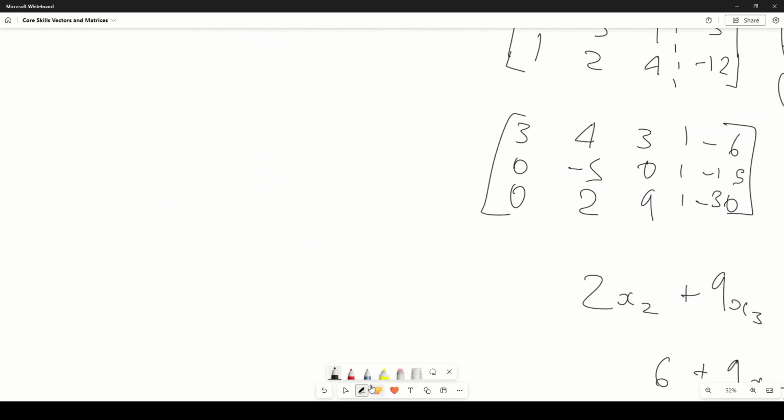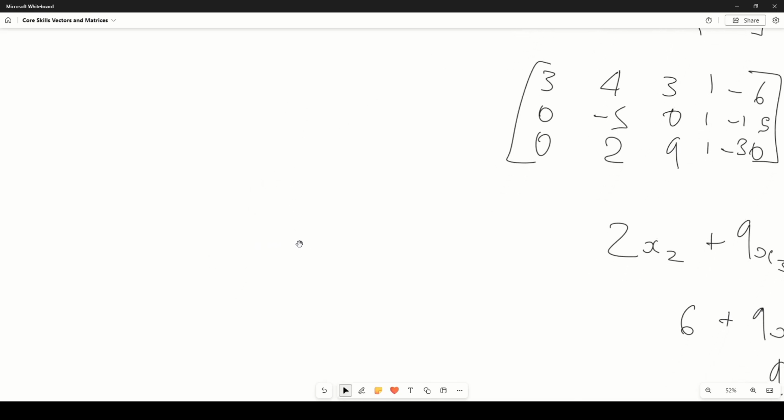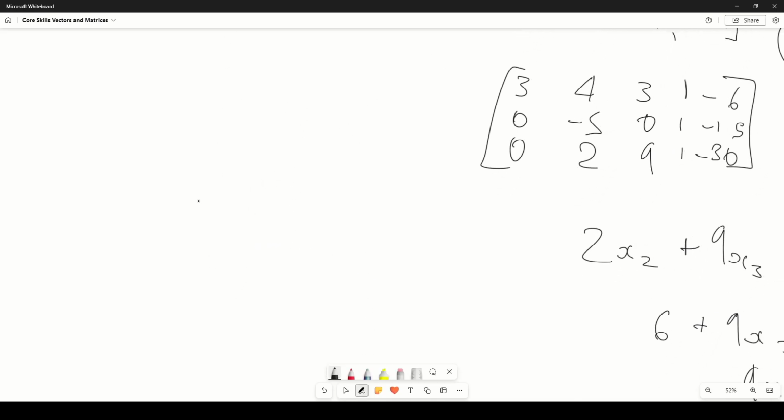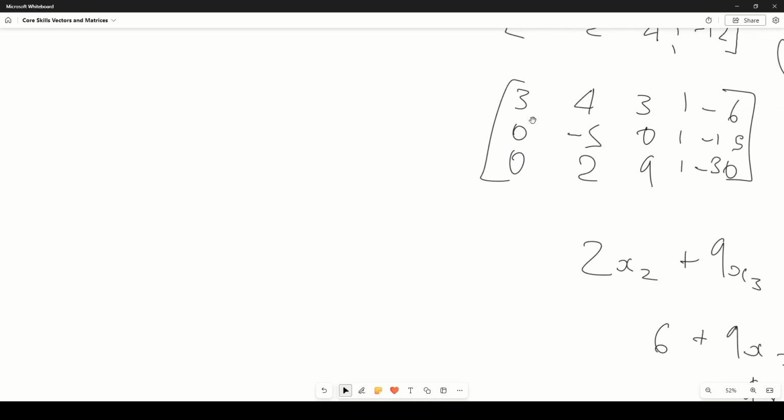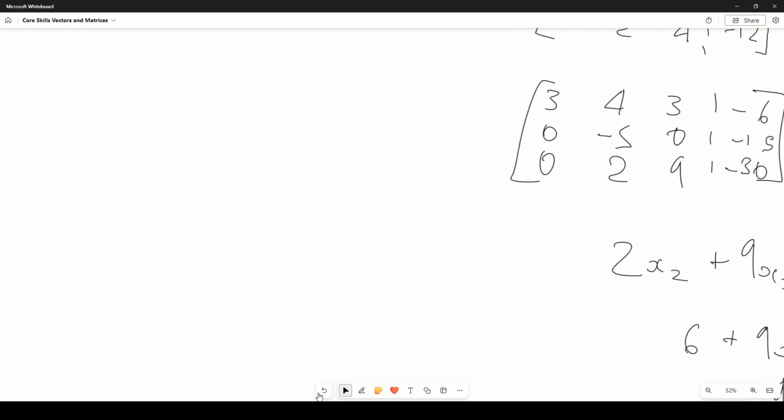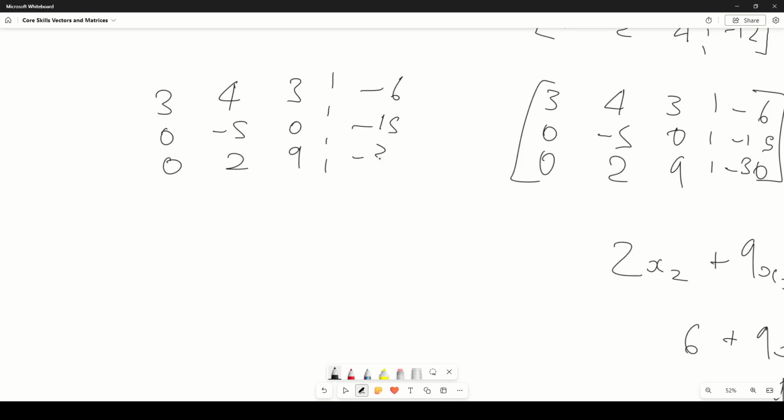What I'll attempt to do, which I'm not sure if I can, is continue the working for what if you didn't have a 0 here? How do you get to that later? So let's say we're in this alternate universe where we're pretending that that's not a 0. We're going to have 3, 0, 0, 4, minus 5, 2, 3, 0, 9, minus 6, minus 15, and minus 30.